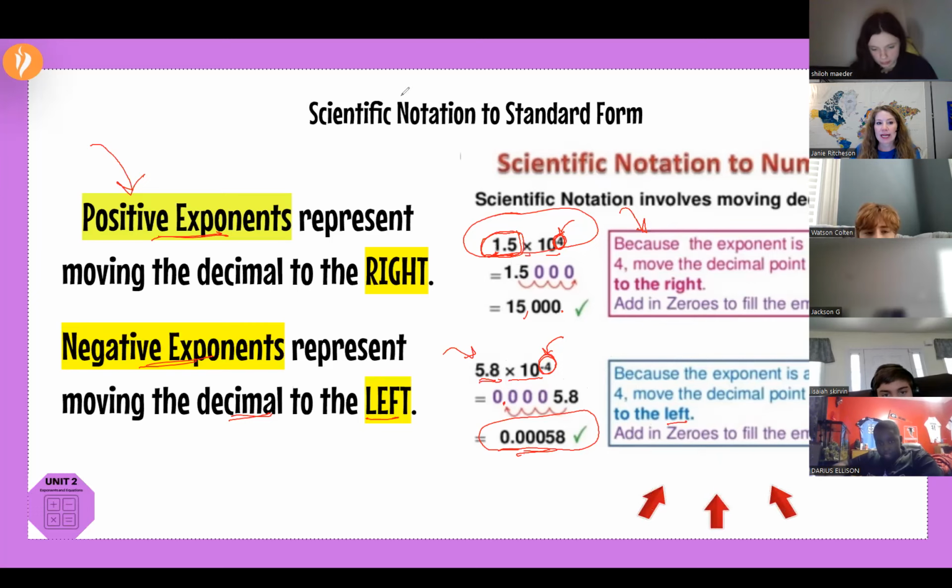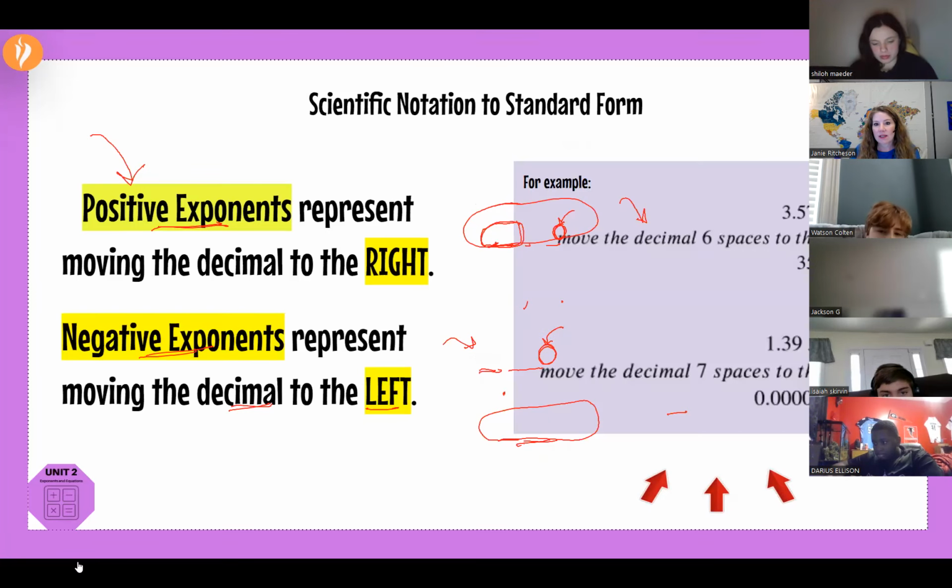All right, so we're going to practice changing numbers, let me erase all this stuff, from exponential form to standard form.